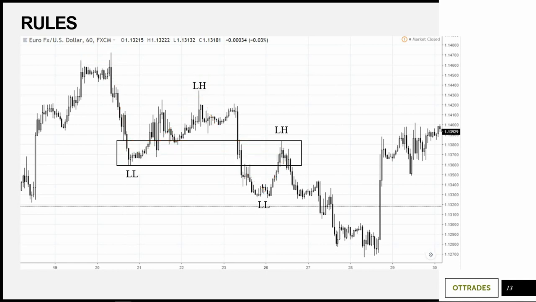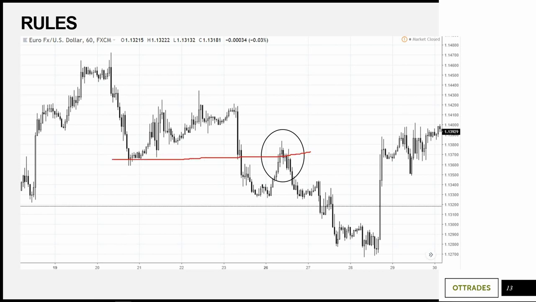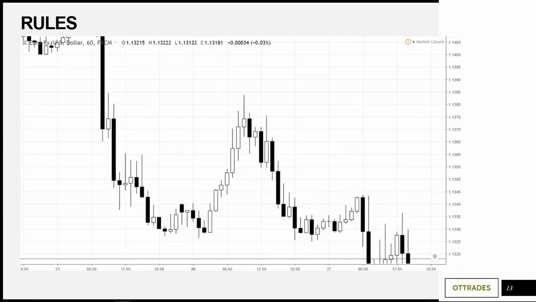Okay, so now if we were to zoom in on that level, pulling back into the lower lows price level, we're going to zoom in on this circle here. And remember, the next thing we're looking for is a bearish engulfing candle, which we get there, right at the top.